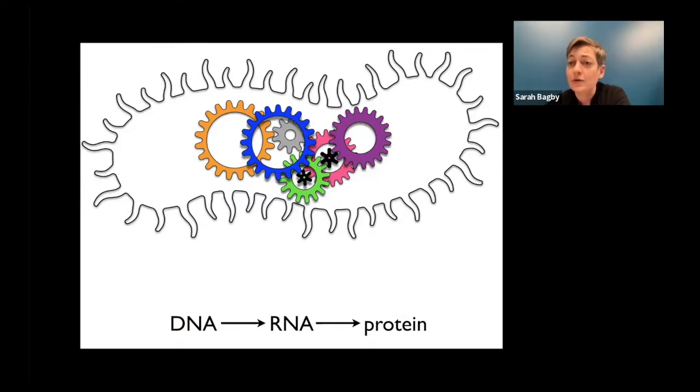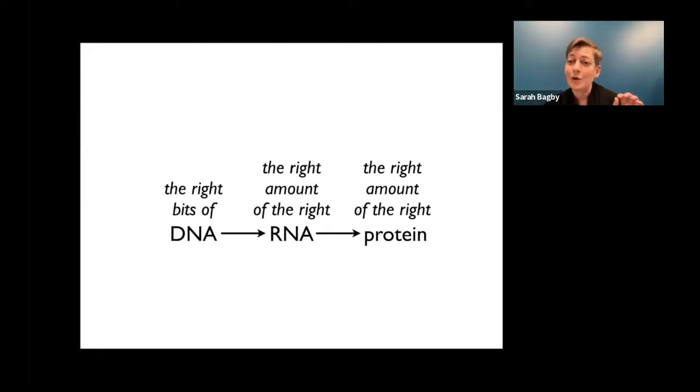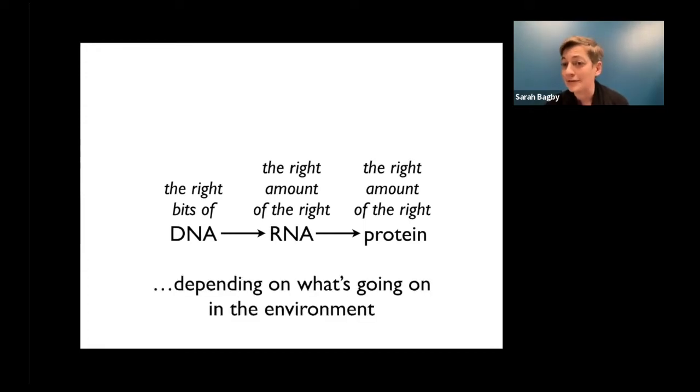Instead, to have a well-ordered cell, what we need to do is use just the right bits of DNA, just the right genes, to make just the right amount of just the right RNAs, so that we can translate just the right amounts of just the right proteins. And the trick is that what is right in all of these cases depends on your environment. So these things change all the time. And the cell has to be very actively sensing its environment and modulating its response in order to keep on being a successful cell.